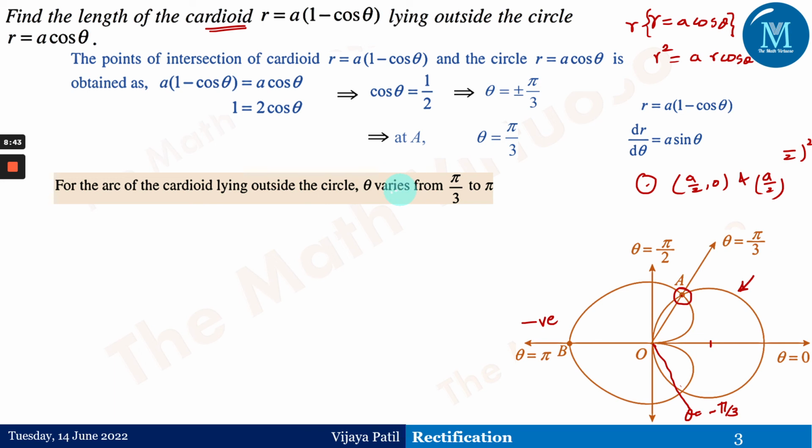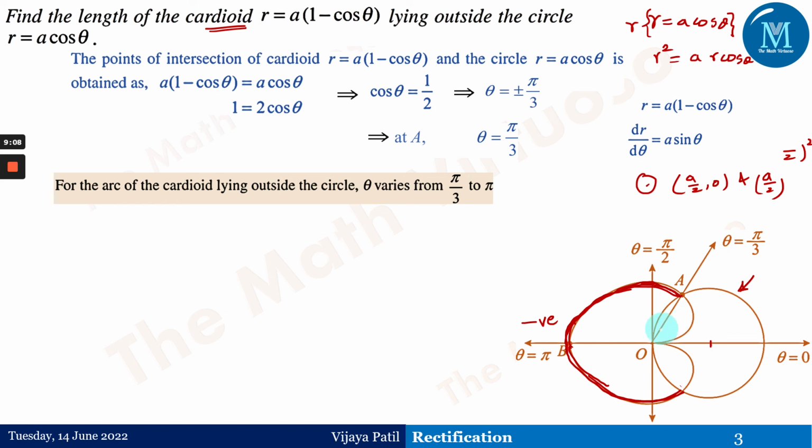Taking this up to theta, the limits are very important because we have to take the part lying outside the circle. That means what exactly are we looking for here? We are looking for this part which is lying outside this particular circle. So this is the entire part we are looking for in this type of question.